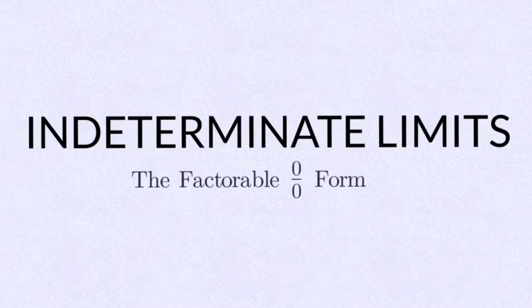That was just an overview. Today, we're going to talk about indeterminate limits, the factorable 0 over 0 form. Here is an example. The limit of x squared plus 2x plus 1 over x plus 1 as x approaches negative 1. So we will now substitute the x.